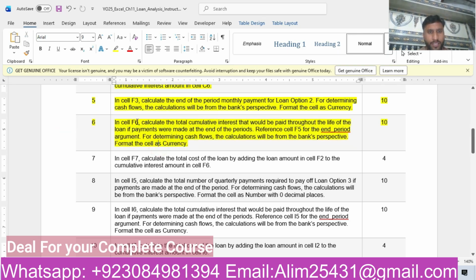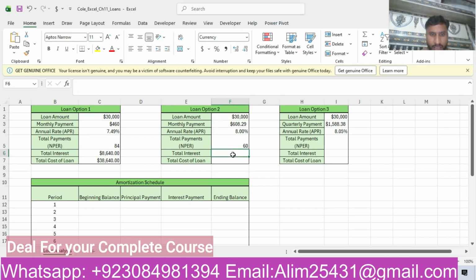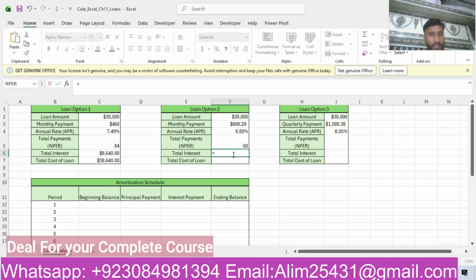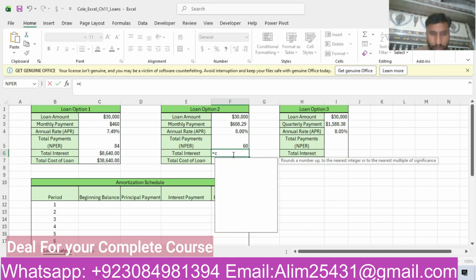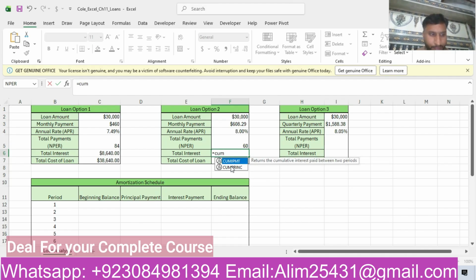In our step number 6, what is he asking? In the cell F6, calculate the total cumulative interest that would be paid throughout the life of the loan if the payment were made at the end of the period. Reference to cell F5, the type argument for determining cash flow. The calculation will be from the bank perspective. So we will go to the cell F6. That's our cell F6. We will put CUMIPMT.